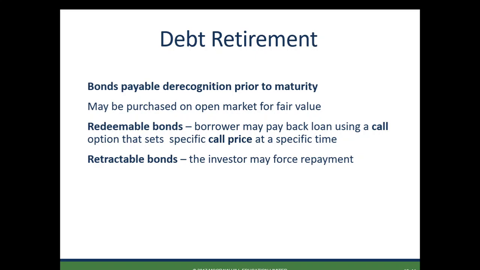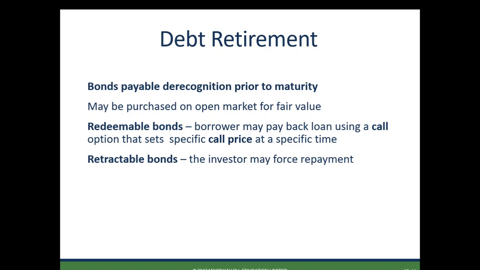However, sometimes borrowers retire debt before maturity to improve their ratios or eliminate any debt covenants. So bonds may be purchased on the open market. The issuer pays the fair value of the bond, which is the present value using current market interest rates, as would any investor purchasing bonds. Bonds may also be redeemable, which means that the borrower may pay back the loan using a call option that sets a specific price at a specific time prior to maturity. Bonds may also be retractable, which means that the investor may force repayment.